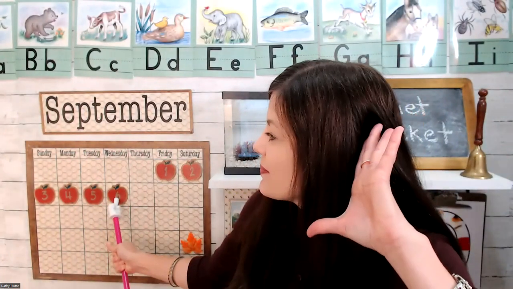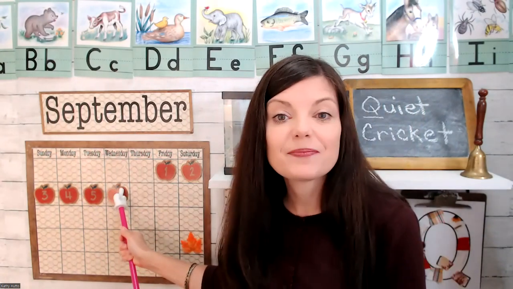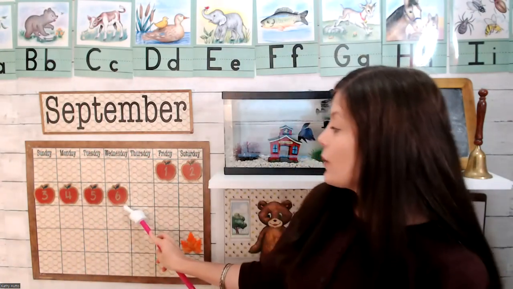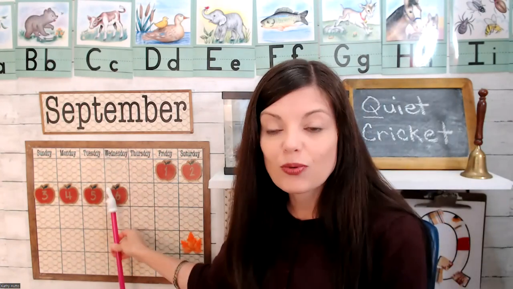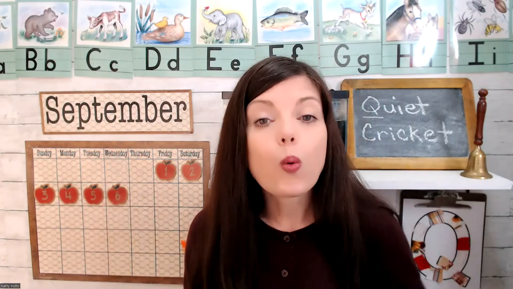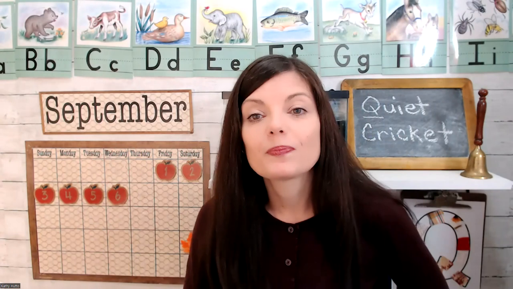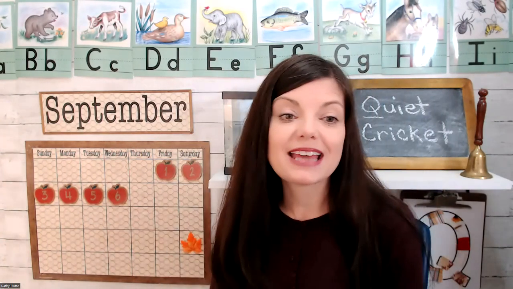Can you say that? September 6th. If you want to know what day of the week it is, go to the top. It starts with a W and it's right in the middle. What day starts with this sound? Ooh, ooh, ooh. Wednesday. Very good. Today is Wednesday.